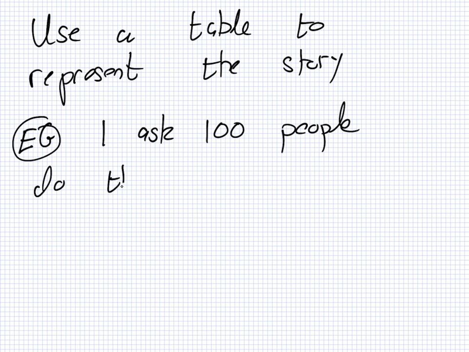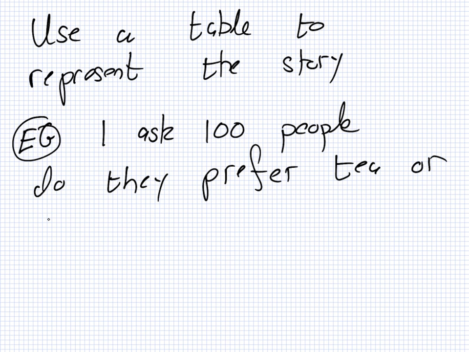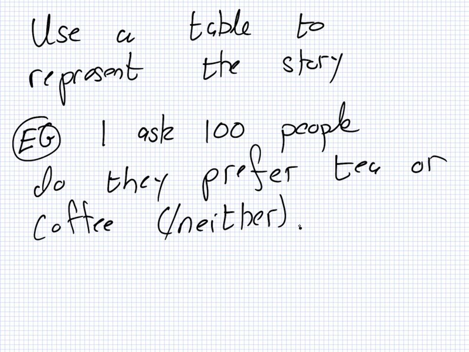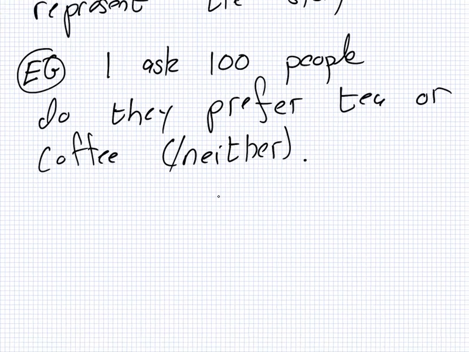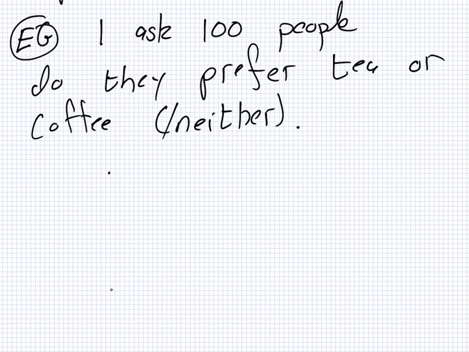In this example, I ask 100 people whether they prefer tea or coffee, or maybe they don't like tea or coffee. In that case, that's neither, meaning not tea, not coffee. So I asked 100 people, do they like tea or do they like coffee? And then I get the results and I can put them in a table like this.